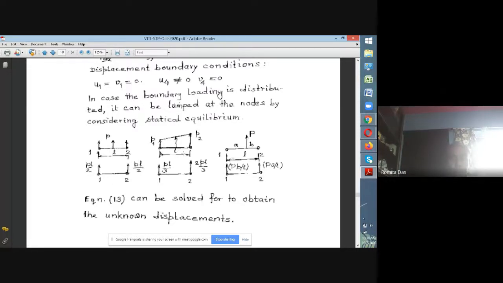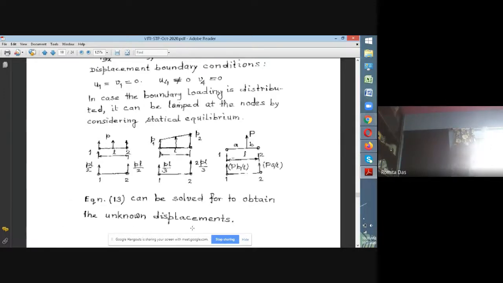So that differential load is PL by 3 here, 2PL by 3 there, plus we have to add P1L by 2 here on the left node and P1L by 2 on the right node. So that's how it is.